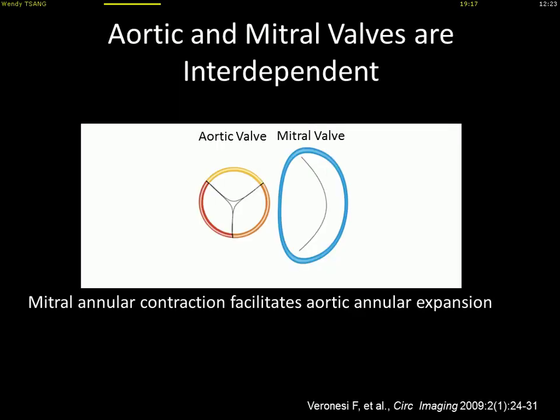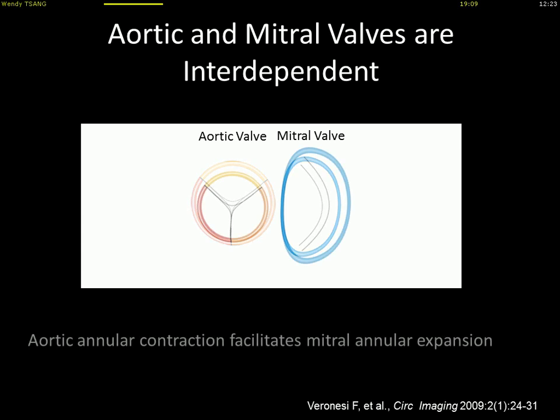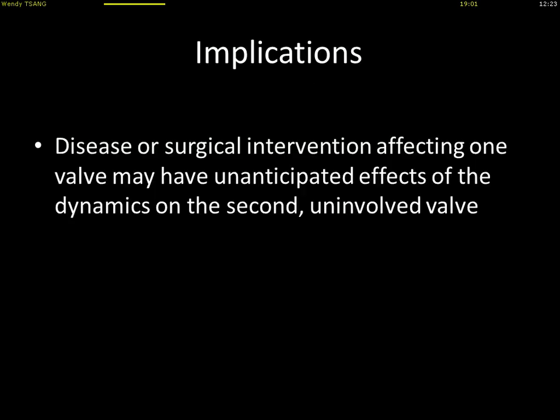And so the aortic and mitral valves are interdependent. Mitral annular contraction facilitates the aortic annular expansion, okay? And when you contract the aorta, you facilitate mitral annular expansion. The two valves depend on each other for normal function. What does this mean? Well, it means that diseases or surgical interventions affecting one valve may have unanticipated effects on the dynamics of the second, quote, normal or unaffected valve or uninvolved valve.